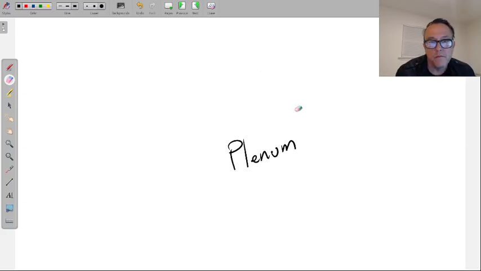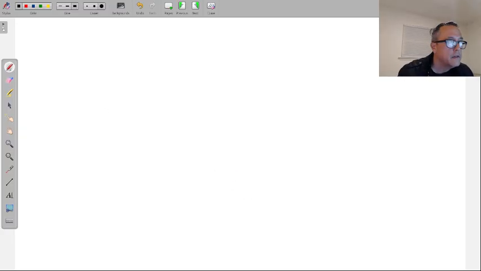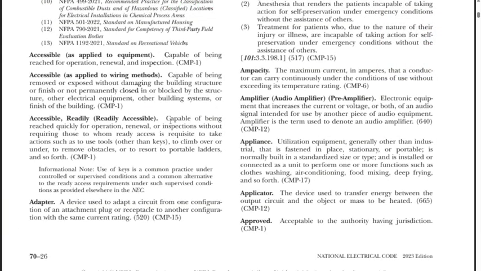That's accessible. You can have junction boxes up there. Because for me, to get to one of these junction boxes, I can pop open the ceiling tile. Now, did this say that I had to be able to reach it? No. It just said, if we can read it again, capable of being reached quickly for, excuse me, I'm reading the wrong one. Capable of being removed or exposed without damaging the building structure or finish, or not permanently closed in, drywall, or blocked by the structure.